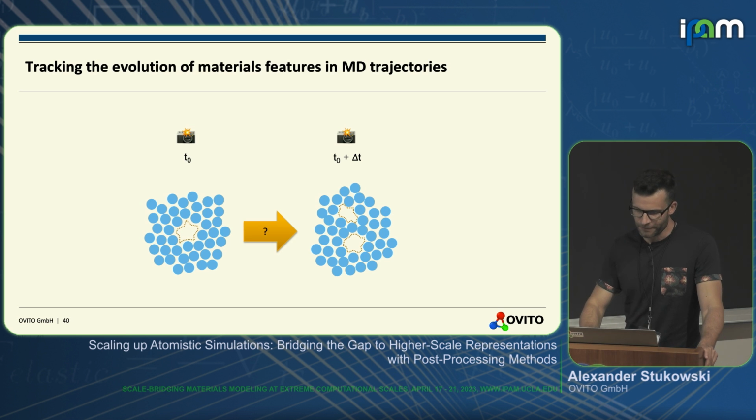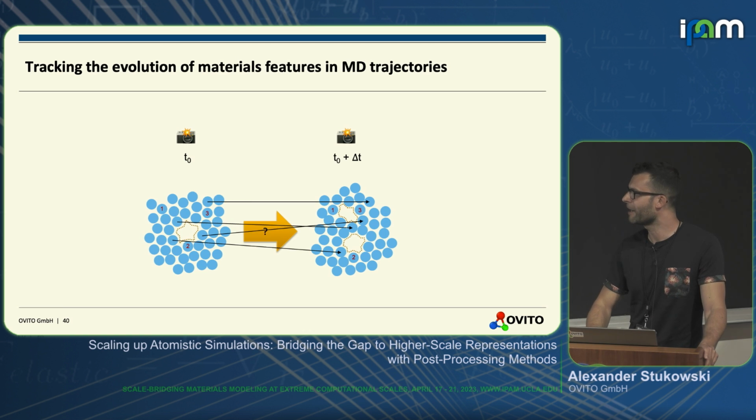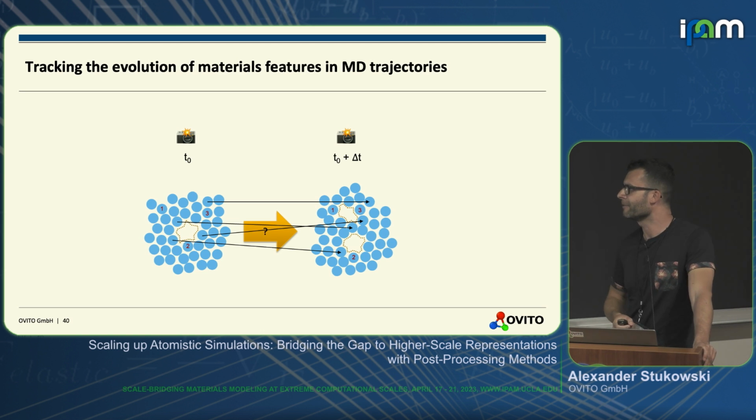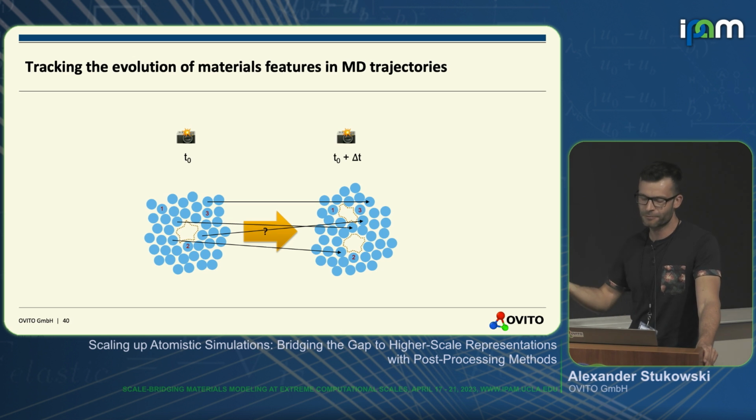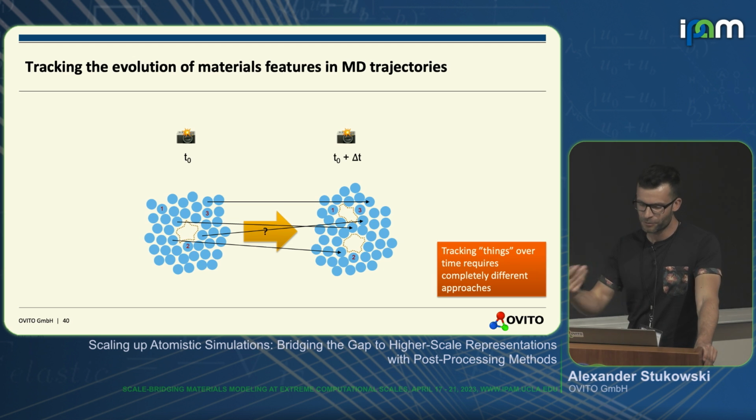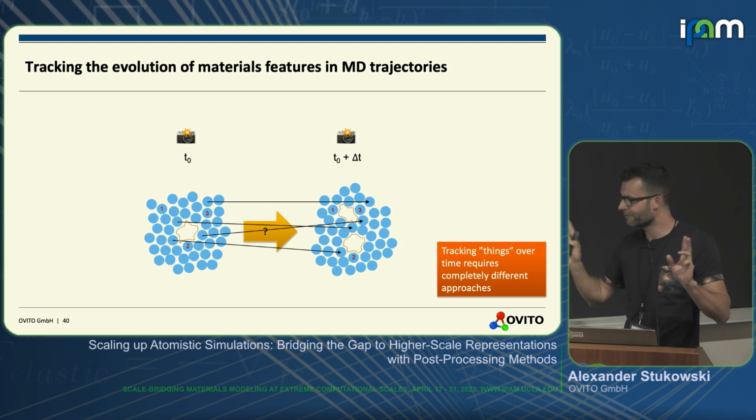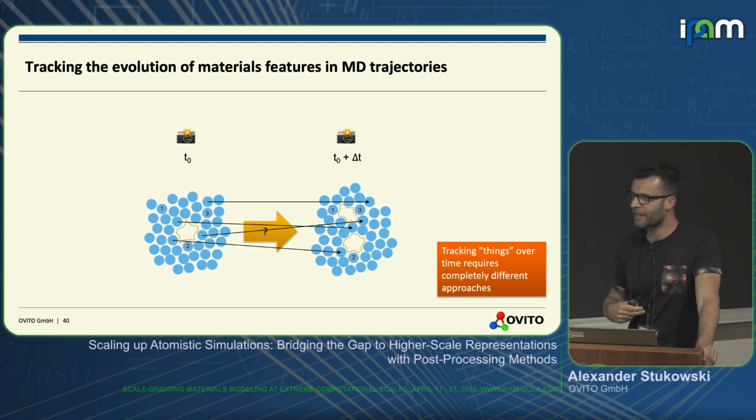And of course, we are running MD simulations, so particles have identities. We know exactly where each particle went. We have the full displacement field or displacement vector information available, and you can imagine that at least in principle, it should be possible to reconstruct from that information also the evolution of these voids. Right? So this example is supposed to show that tracking things or features in MD simulations over time requires approaches that are typically completely different from the methods we use to analyze instantaneous snapshots.